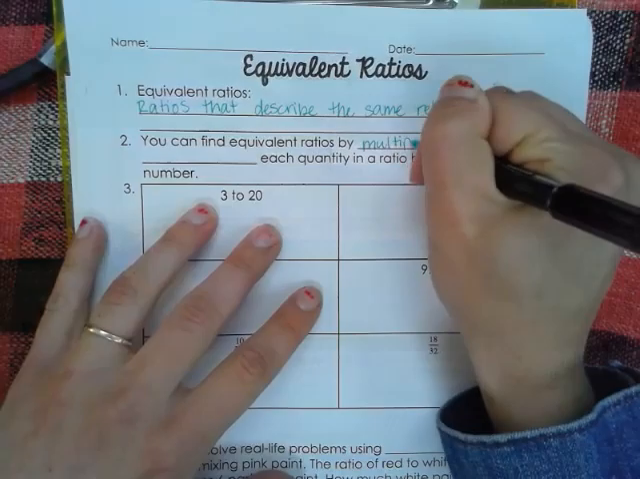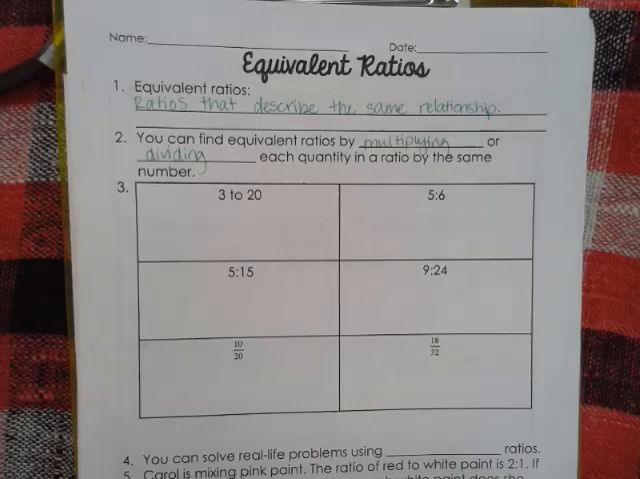So this is very similar to using our ratio tables, but now we just took the table away and we're using the same scale factor. So we have a couple practice problems. They basically want us to write 2 equivalent ratios per problem here.